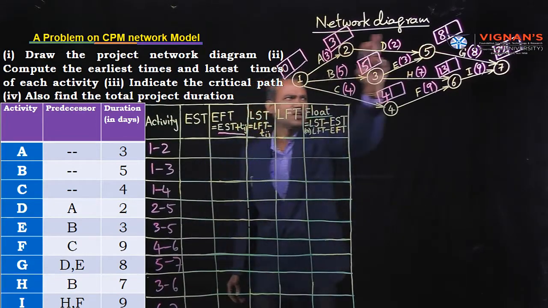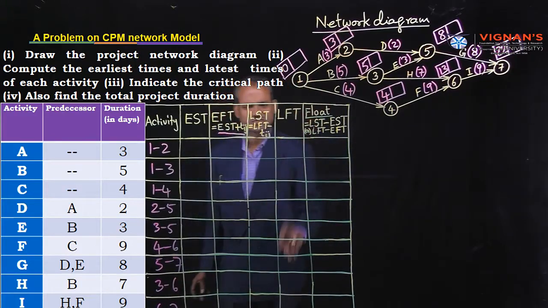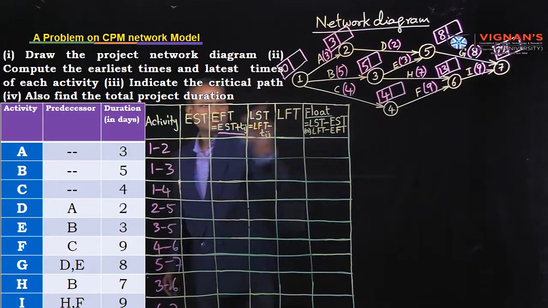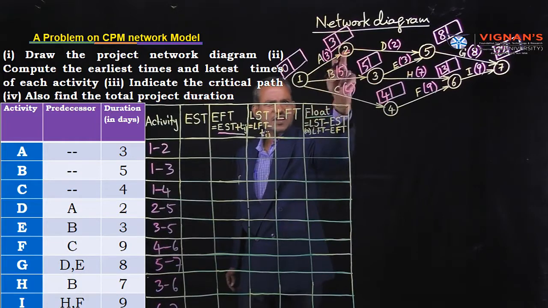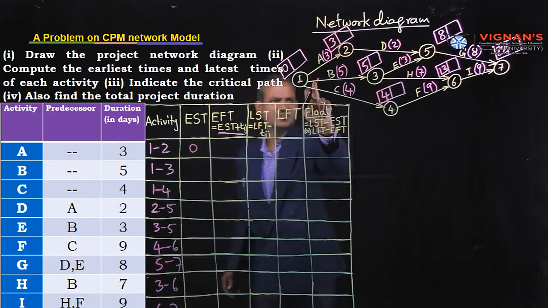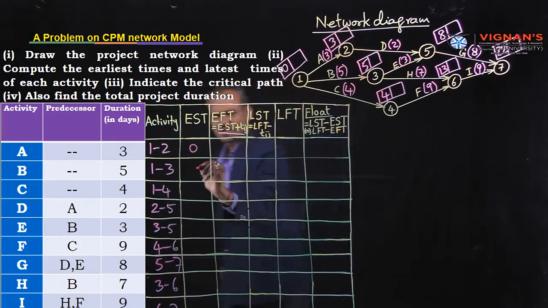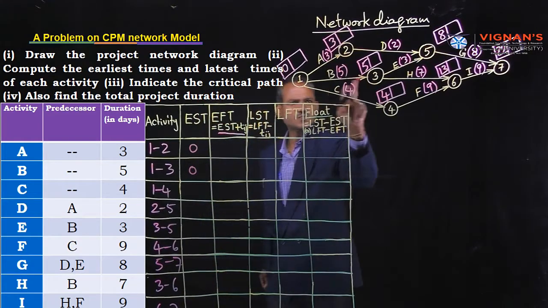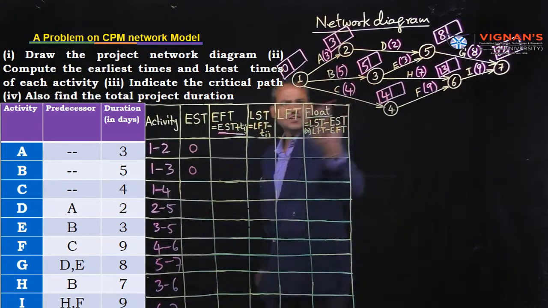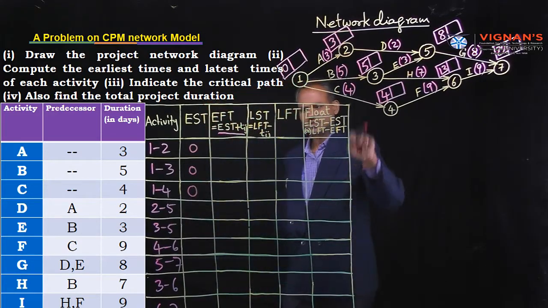Just observe these boxes, pair boxes, left hand side boxes. First consider 1 to 2. 1 to 2 means activity A. EST means 0. So 0. 1 to 3 means, observe, 1 to 3. This is the earliest start time, 0. Next, C, 1 to 4. Earliest start time is 0. Right? Next, 2 to 5.